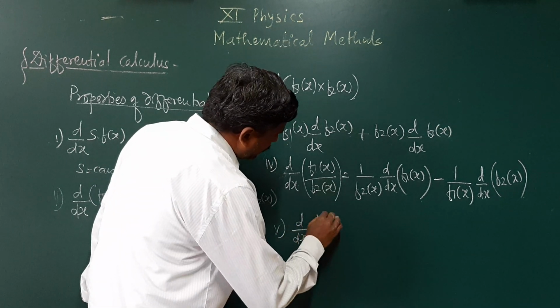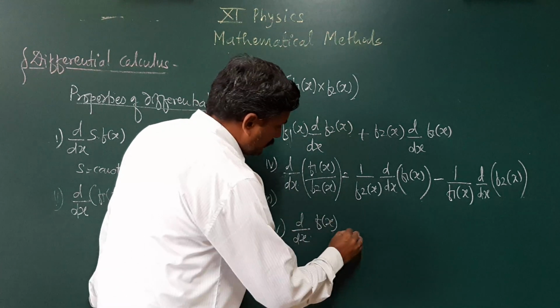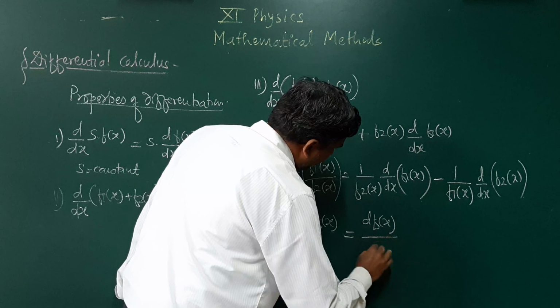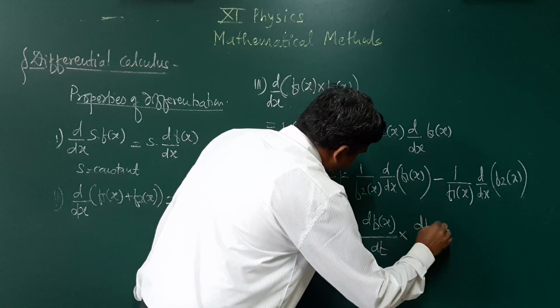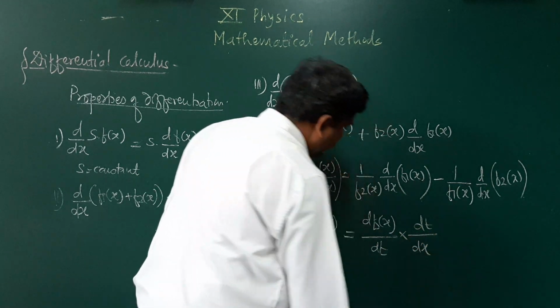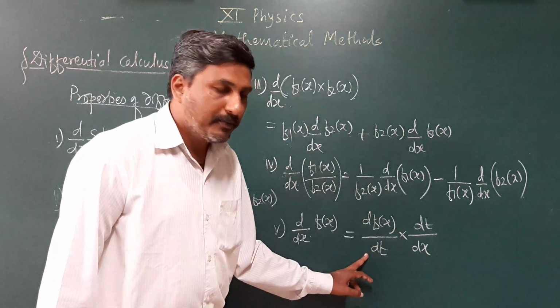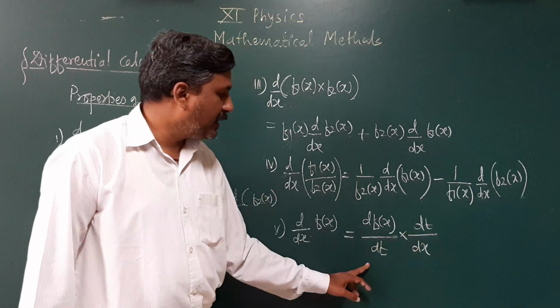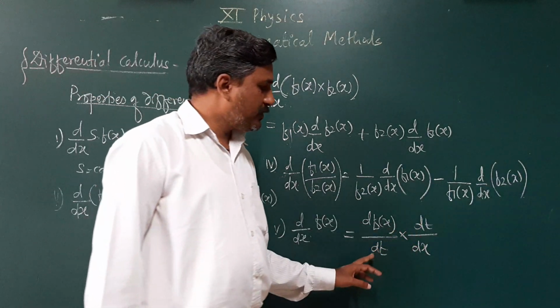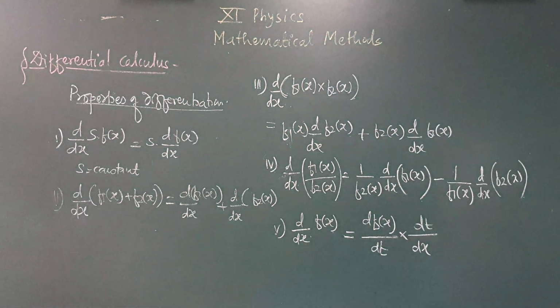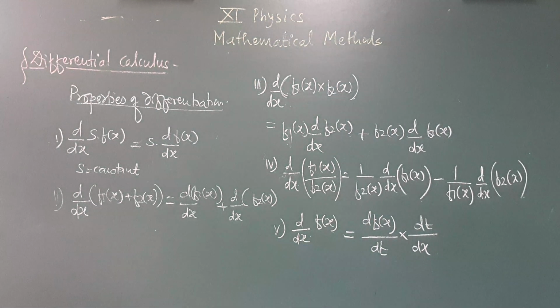d by dx of f of x. We can write the same thing in this way. What we are doing here is just multiplying and dividing. So these two terms get cancelled and we get the original term as it is. So there is no change. Such types of rules are there to calculate the differentiation.